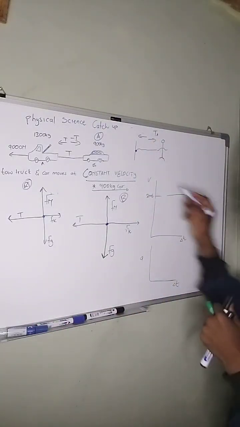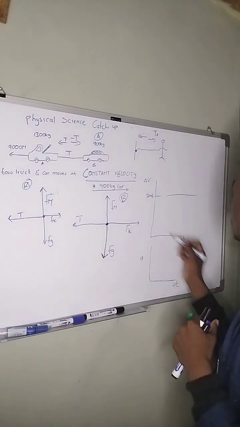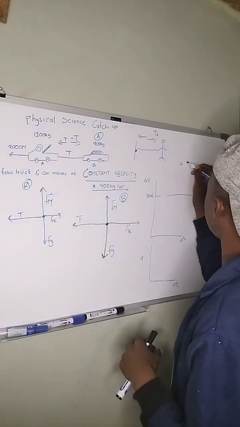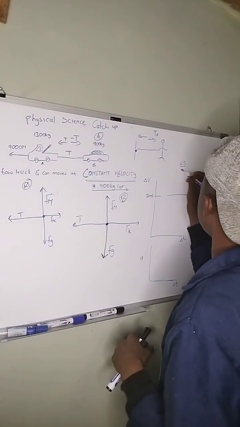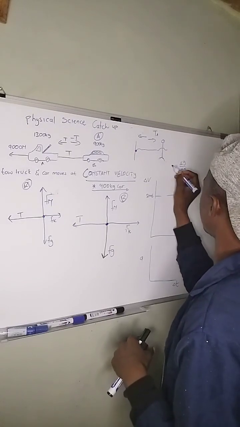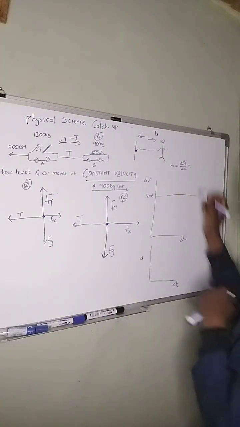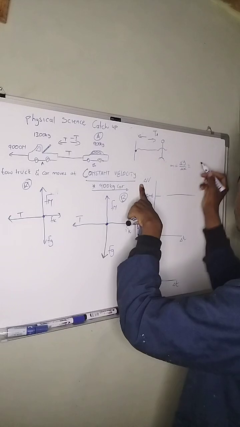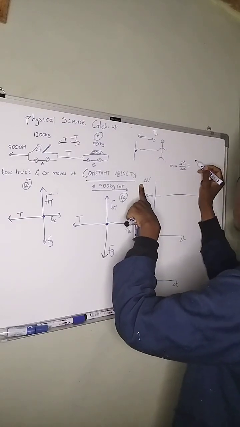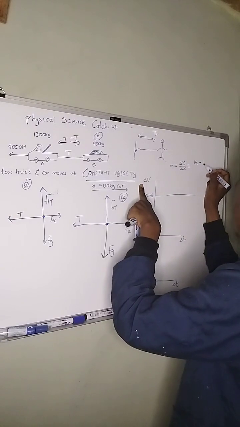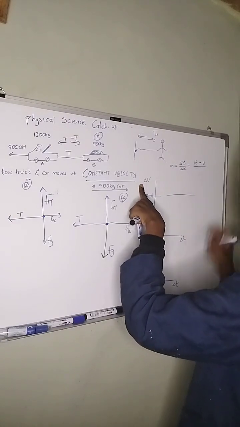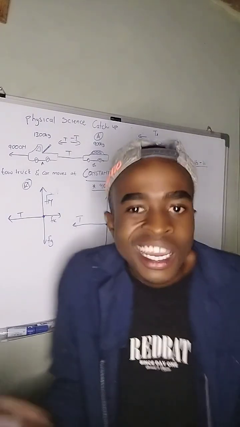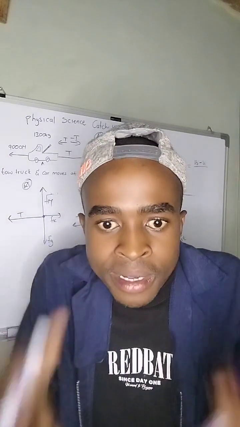Because here we have the changing v and changing t. If I want to calculate the gradient, remember, the gradient is going to be changing y over changing x, which is represented by m. Right? So I'm going to have the changing v. The changing v is on my y-axis, so I'm going to have my v final minus v initial over the changing t, as the time moves, because the time will never stay the same.